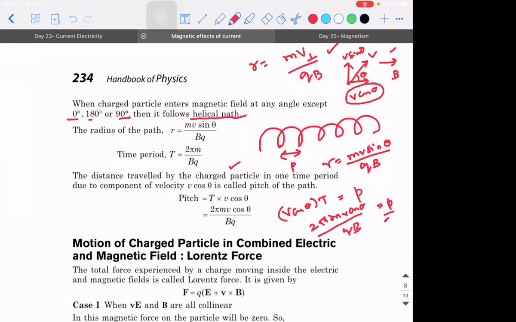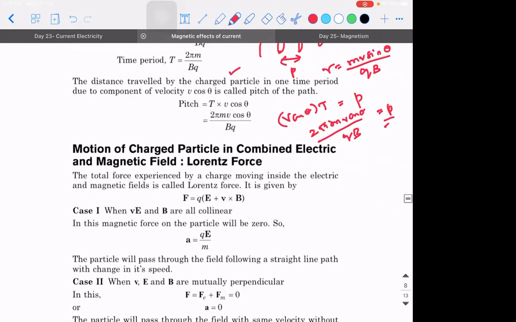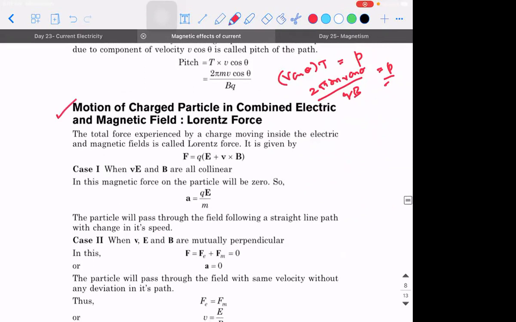Similarly, when you talk about the motion of a charged particle in combined electric and magnetic fields, the force is given by the expression F vector. The bold letters in this book always mean it is a vector. So F vector is equal to q into E vector plus v vector cross B vector. This is the Lorentz force when a charged particle is traveling in combined electric and magnetic fields.